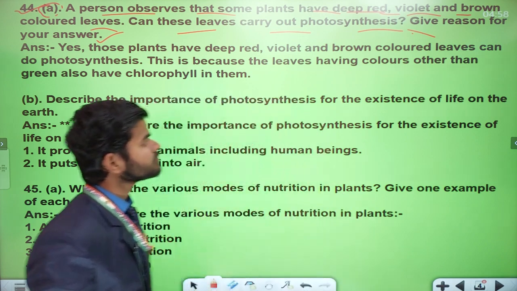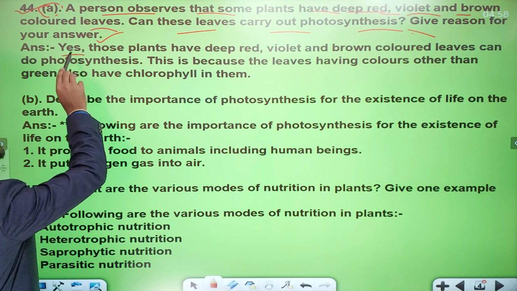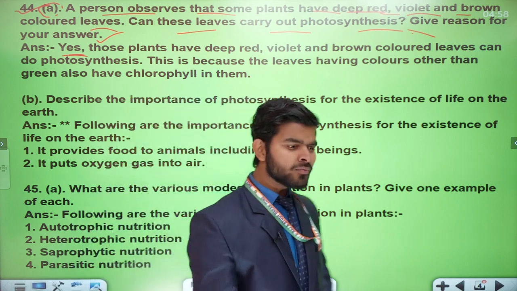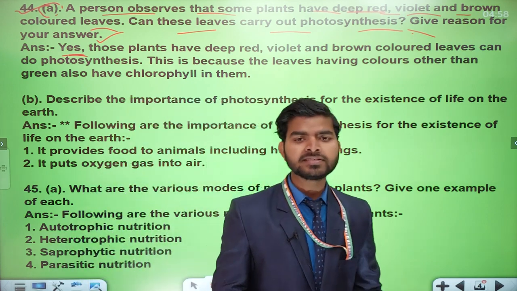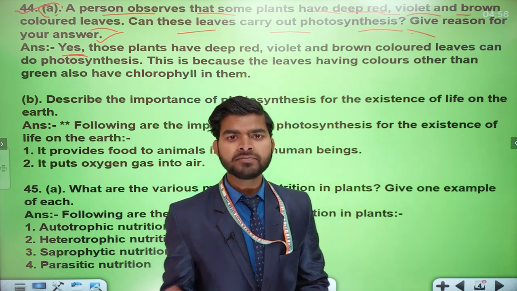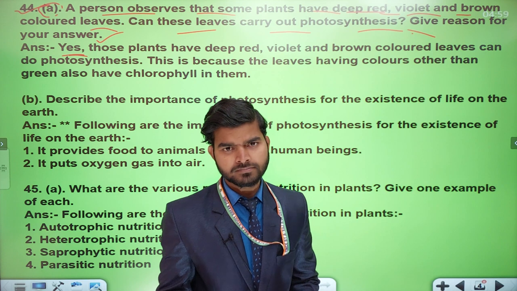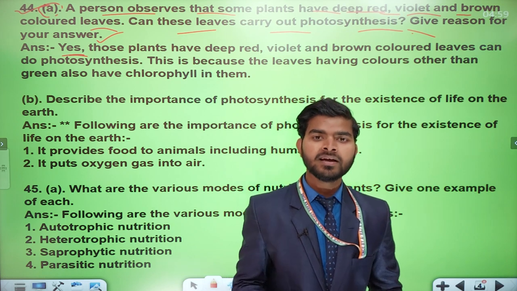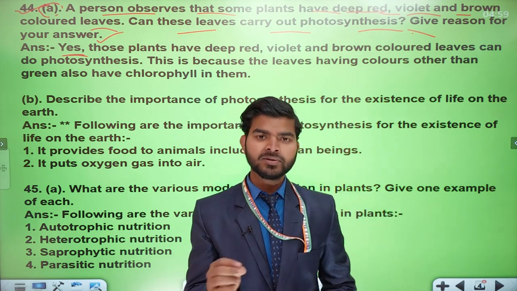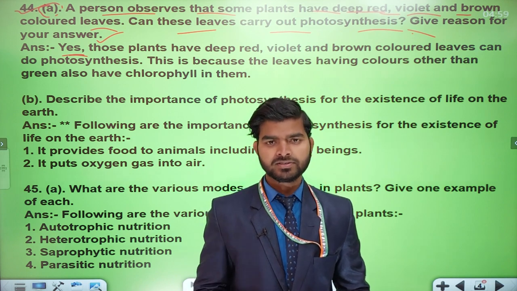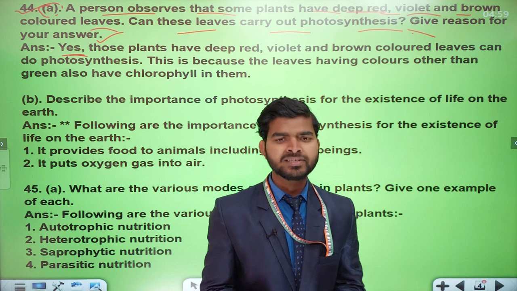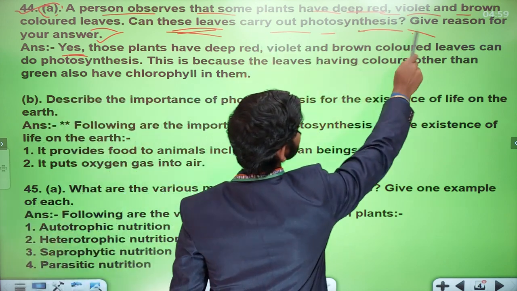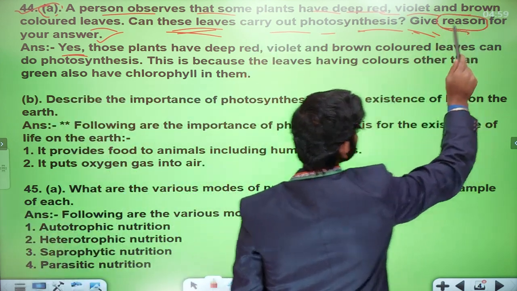All right. Yes, the answer is yes. This is the question: if you are saying plants can do photosynthesis, yes, plants can do photosynthesis if the color of the leaves is different from green. Then tell why you are saying yes, photosynthesis can take place not only in green leaves, but also in red leaves or leaves of different colors. And if you are saying no, then why are you saying no? Then give reasons. This is the fact of this particular question: can you carry out photosynthesis? Give reasons. Actually, the question is asking for reasons for your answers.